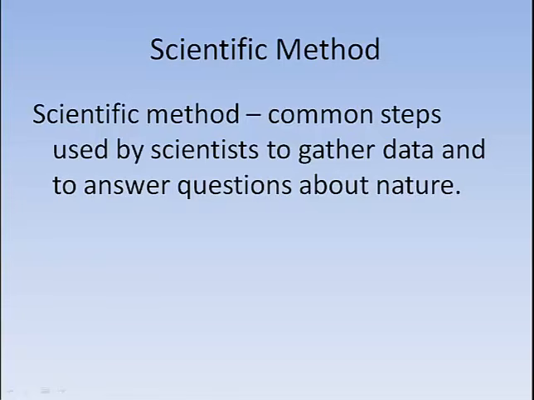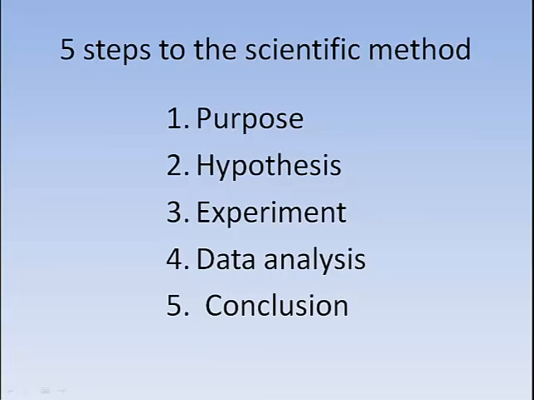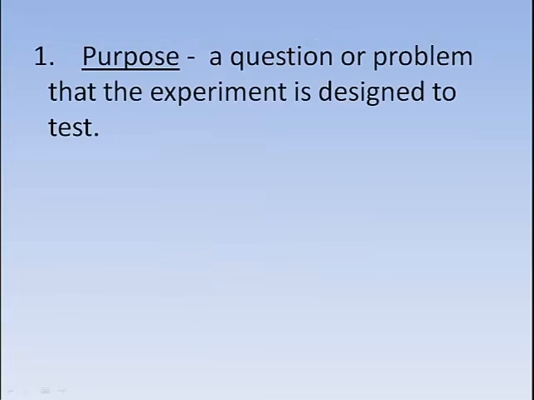All right, the scientific method is really just common steps that scientists use to gather data and answer questions about nature. Here are the 5 steps: purpose, hypothesis, experiment, data analysis, and conclusion. We'll go over each one individually.